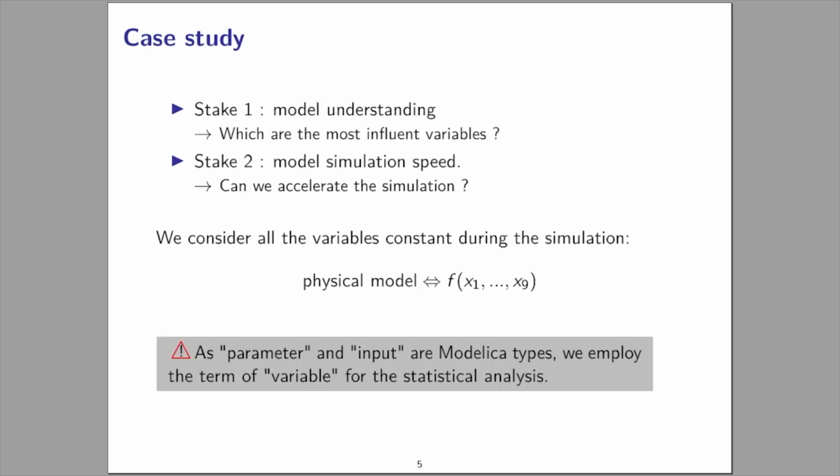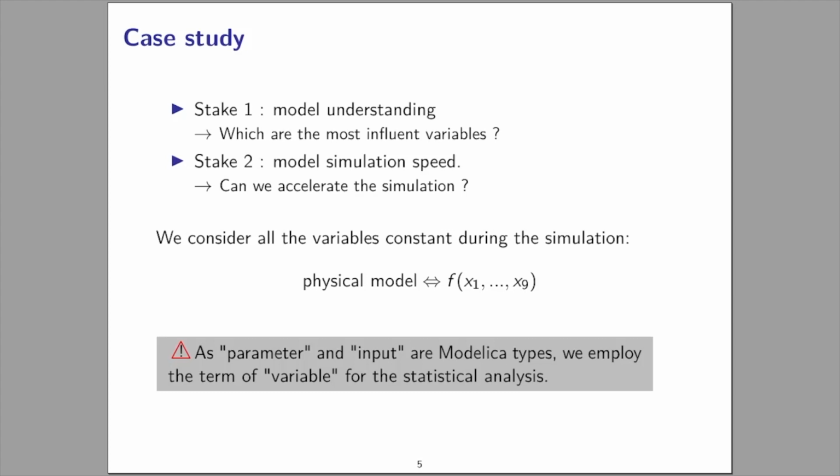So what's at stake there between studying the link between these 9 variables and the model output? The first stake is model understanding. We are interested in knowing which are the most influential variables in order to get better insights into the model behavior. Another stake is the model simulation speed. Knowing the most influential variables, can we actually accelerate the simulation of the model using, of course, a metamodel?